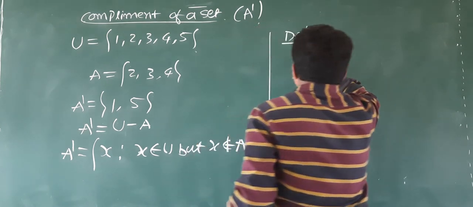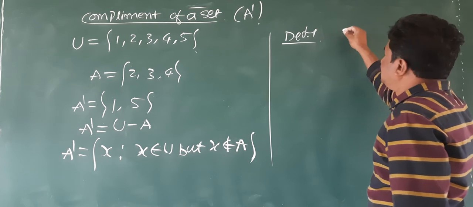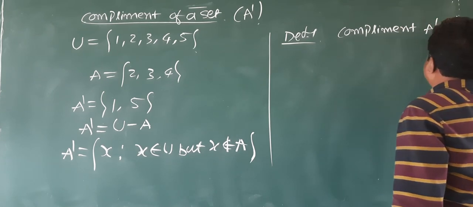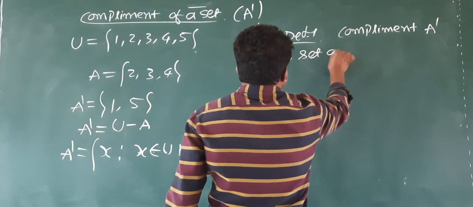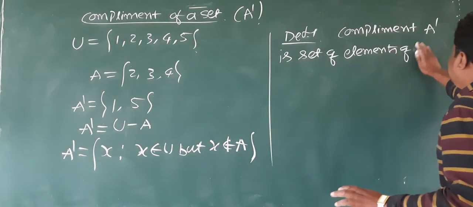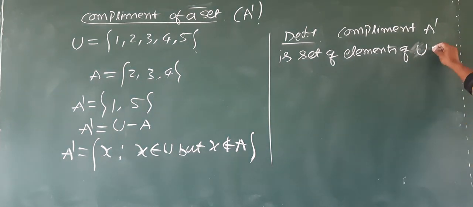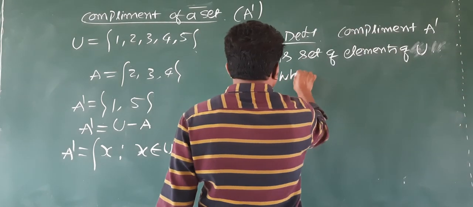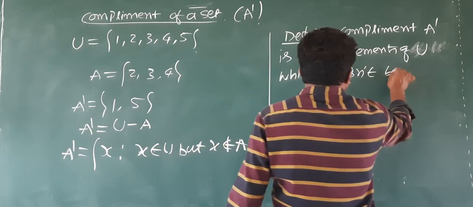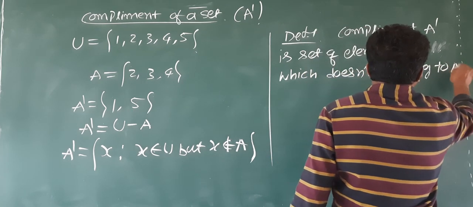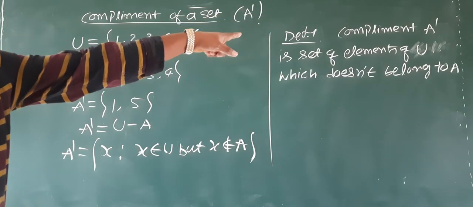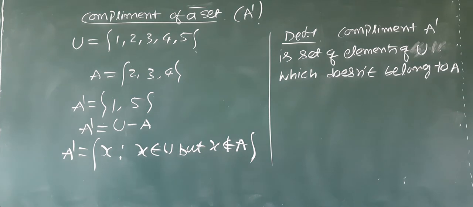So the definition: the complement of set A, which is A dash, is the set of elements of the universal set U which do not belong to A. Complement A dash is the set of elements of U which do not belong to set A. So this is the complement, students.